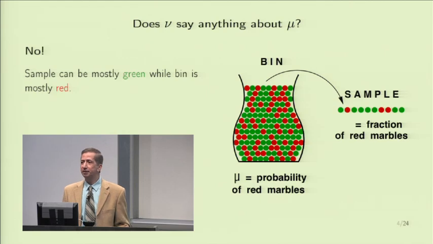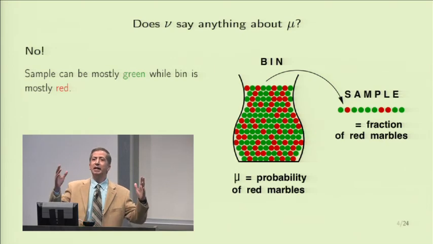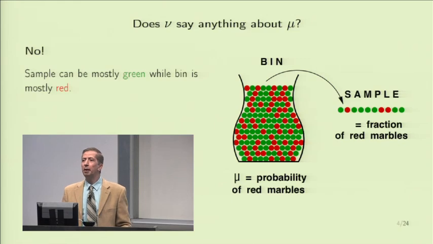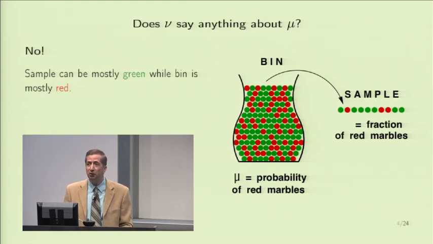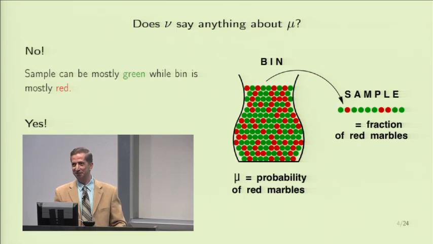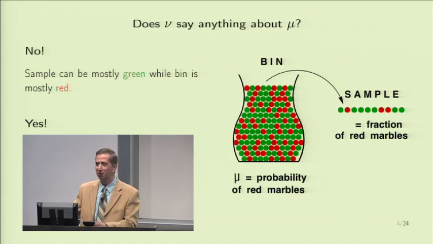Anybody doubts that? The bin could have 90% red, and I pick 100 marbles, and all of them happen to be green. This is possible, correct? So if I ask you what is actually mu, you really don't know from the sample. You don't know anything about the marbles you did not pick. Okay? Well, that's the short answer. The long answer is yes. Not because no and yes, okay? But just this is more elaborate. We have to really discuss a lot in order to get there.